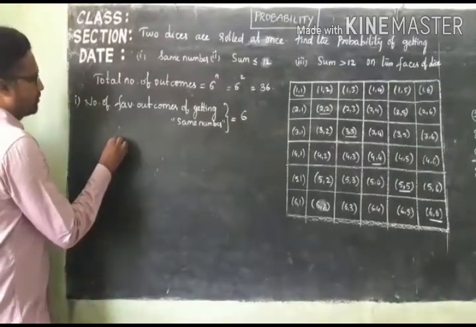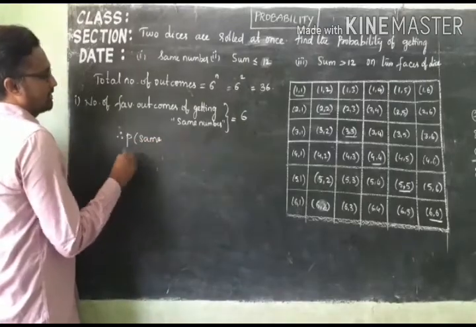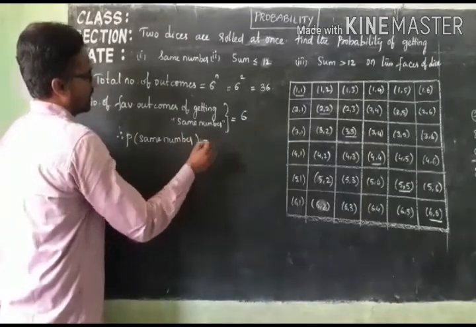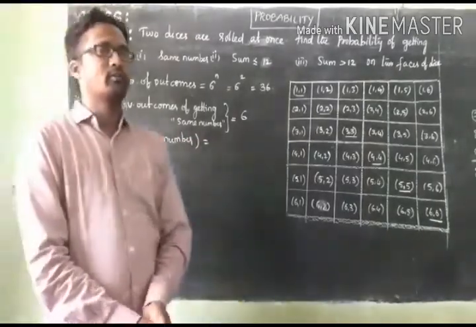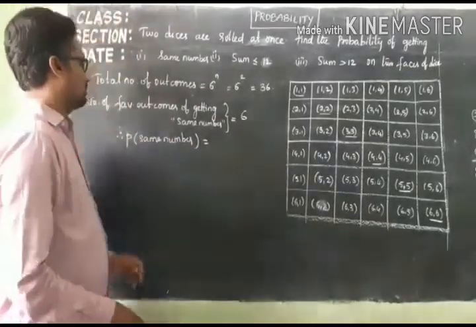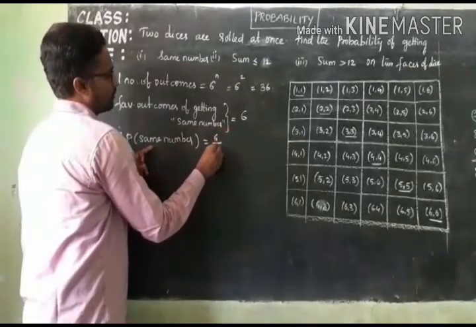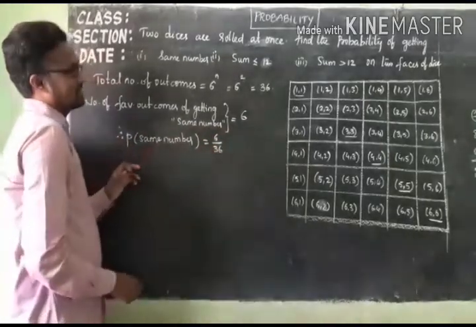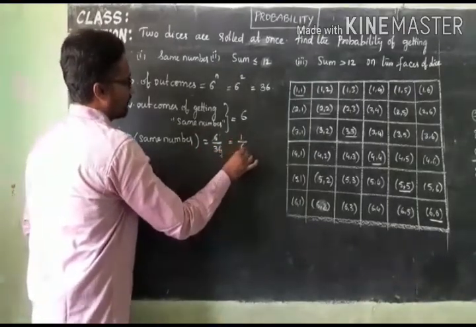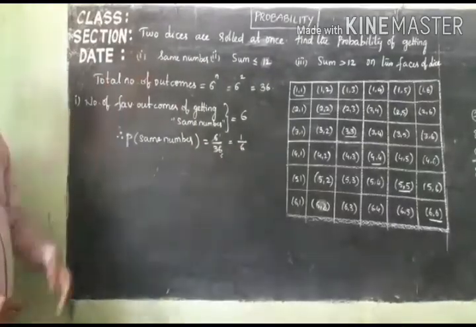Therefore the probability of getting the same number is given by the formula: the number of favorable outcomes of the event divided by the total number of outcomes. The number of favorable outcomes is 6 and the total number of outcomes is 36. Cancellation is possible, 6 ones are 6, 6 sixes are 36. That's nothing but 1 by 6, the probability of getting the same number. And let us see the second question.